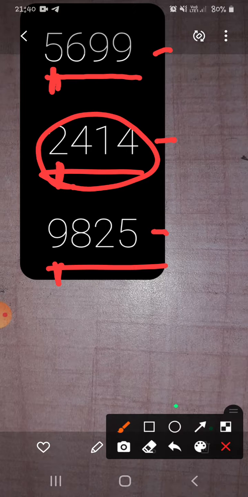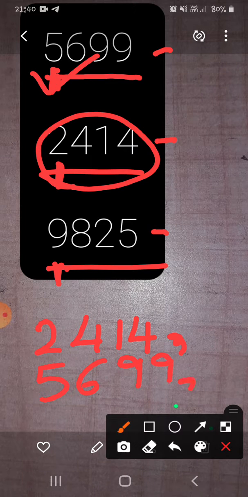That is why we will have 2414 first. Next, which is the smaller number between 5 and 9? Very good. It is 5609. And the biggest number over here we have is 9825. So this is how you will write your ascending order, or the numbers from smaller to bigger number.